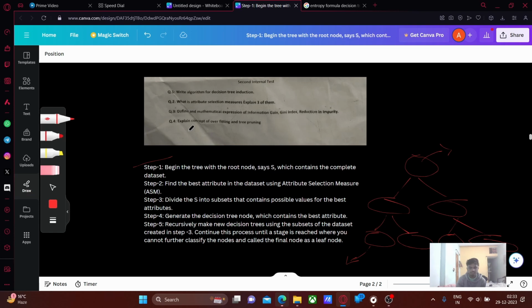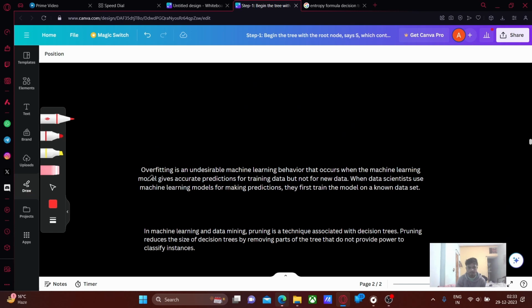Now the next question is, explain the concept of overfitting and tree pruning. So overfitting is an undesirable machine learning behavior that occurs when the machine learning model gives accurate predictions for training data but not for new data. When data scientists use machine learning models for making predictions, they first train the model on a known data set.